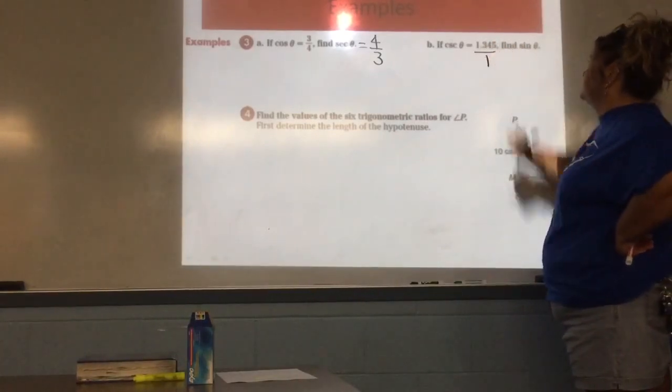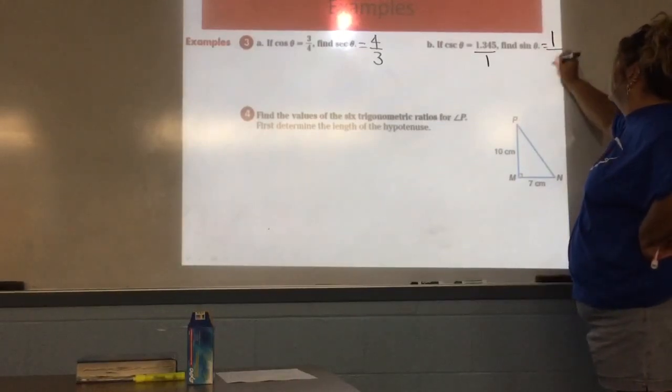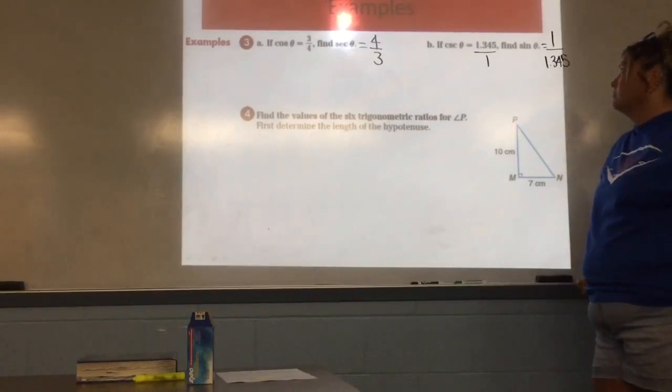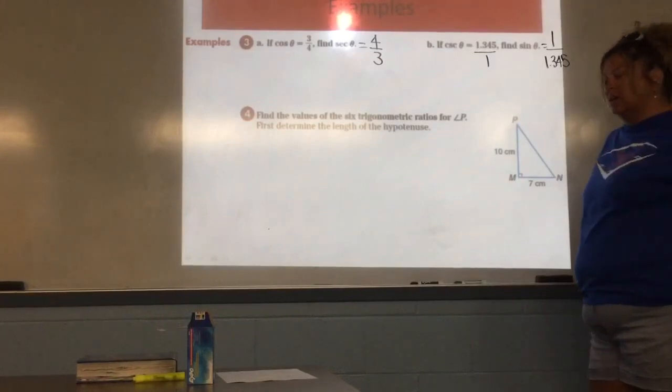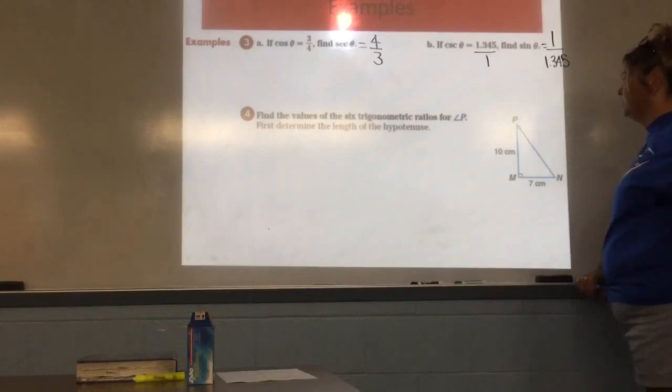1 over 1.345. Good. We could change that into a mixed number and a top-heavy fraction, but we don't need to do that. We're not going to do that.